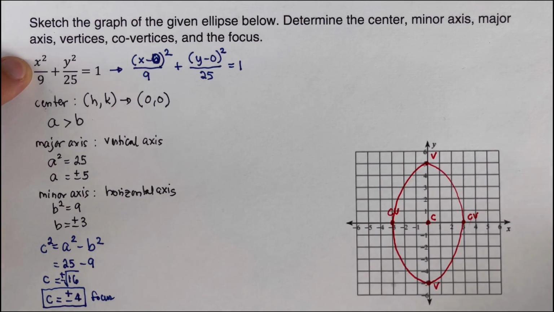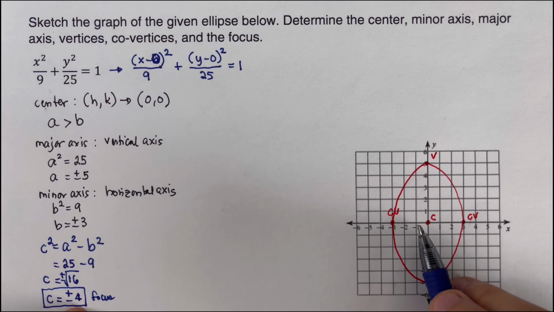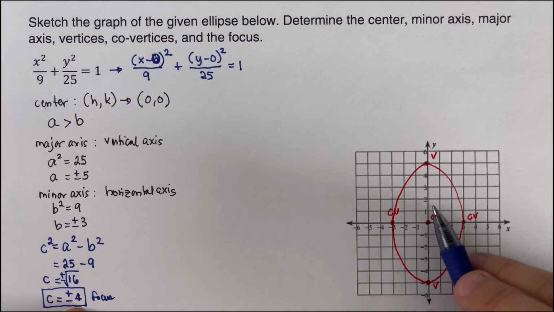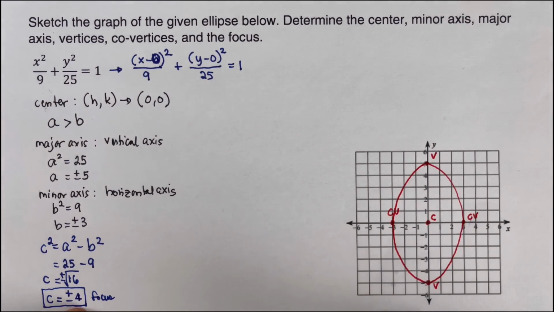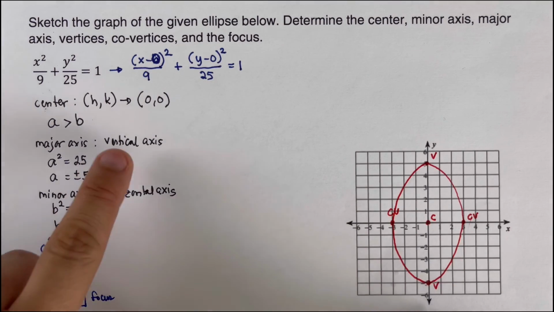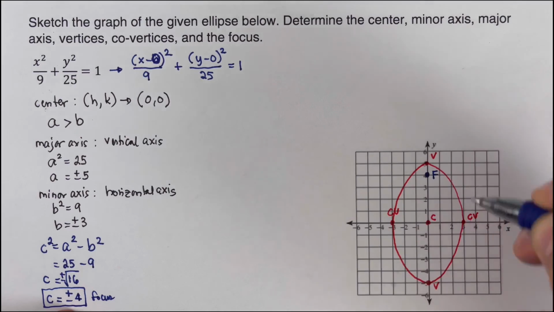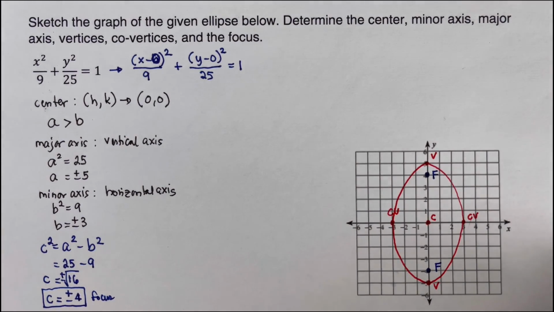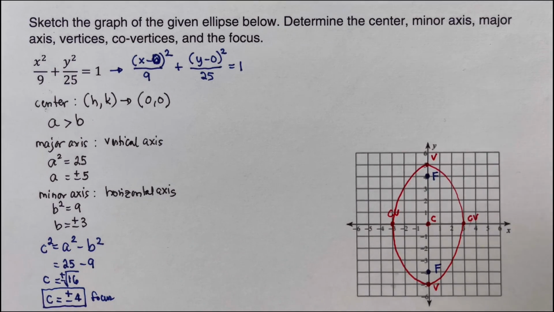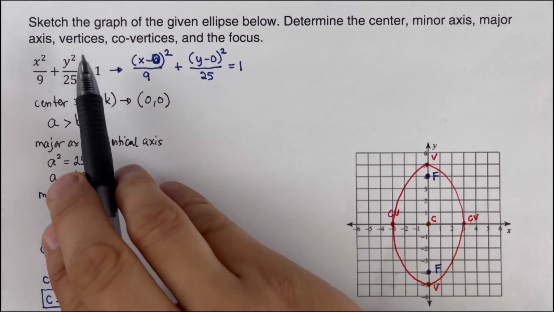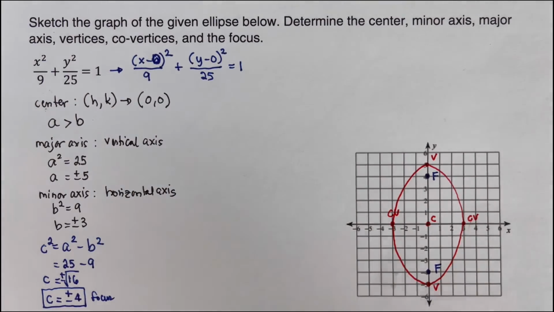So we can go ahead and determine where the focus is. It's plus minus 4 from the center. Remember that the focus should be sitting along the major axis. And our major axis is the vertical axis. So that goes 4. So that's the first focus, and the second focus is going to be here. So we can go ahead and sum up all the values for the vertices, the co-vertices, and the focus.